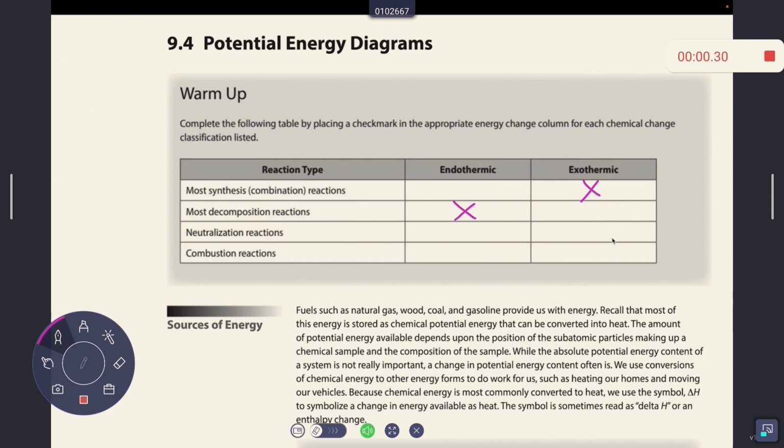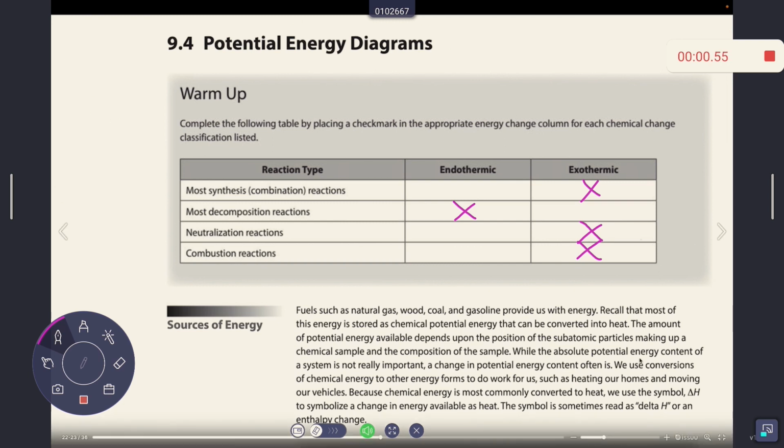When you combine an acid and a base in a container, it feels a little bit warm. That's a neutralization reaction. Exothermic. Combustion reactions are? Combustion reactions release a lot of heat. Exothermic. Okay. Good job.